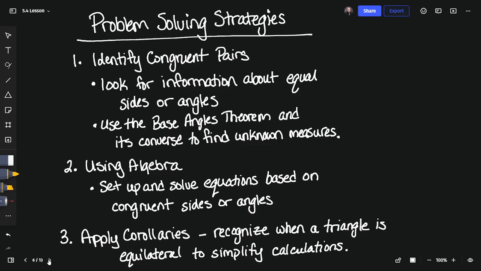And number 3, we want to apply corollaries. We want to recognize when a triangle is equilateral. And that usually simplifies our calculations quite a bit, because as soon as we know that a triangle is equilateral, we know the interior angles are 60 degrees, and we know all of its side lengths are equal.